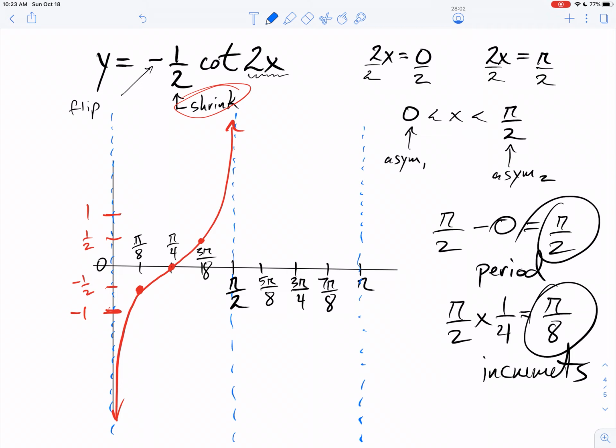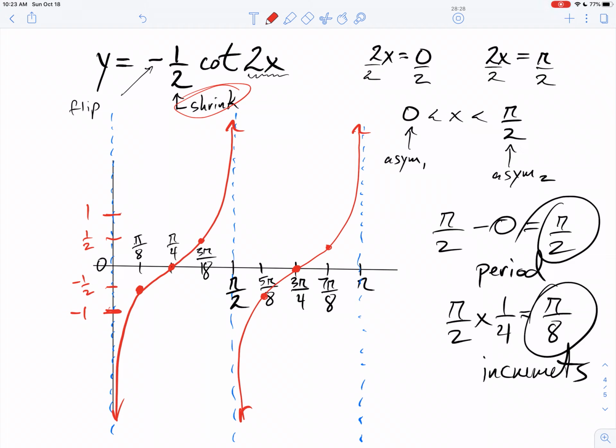Asymptote, asymptote, 3 marks in the middle. 1, 2, 3. Asymptote, asymptote. 1, 2, 3 marks in the middle. Let's make those marks. So this would be the center. That would be a half a unit up, half a unit down. And I would sketch this graph so that it looks like the other one. There you go.